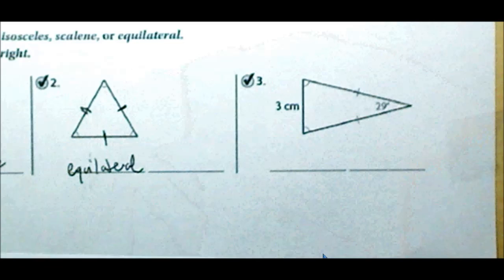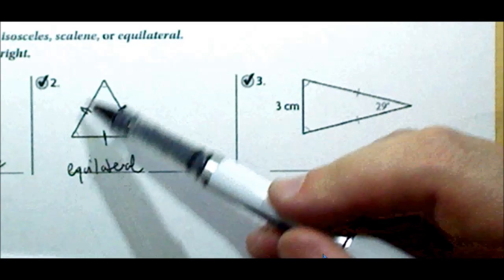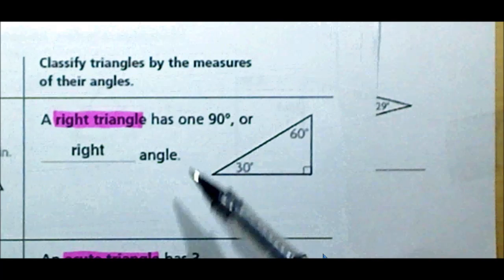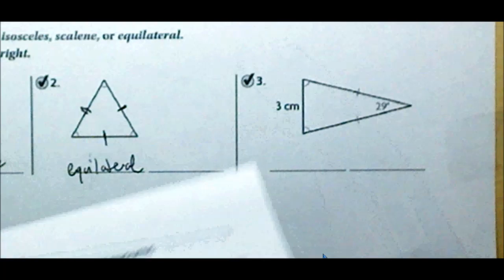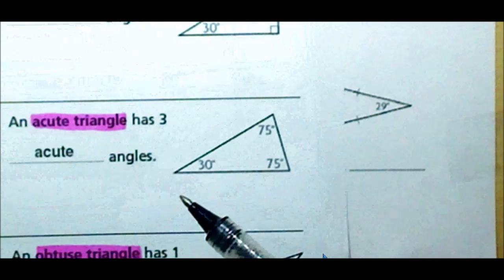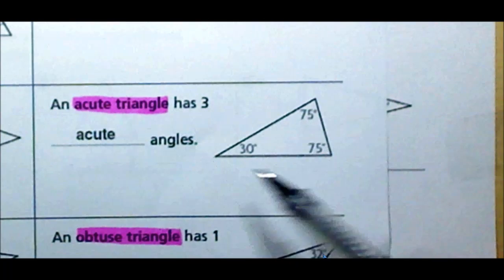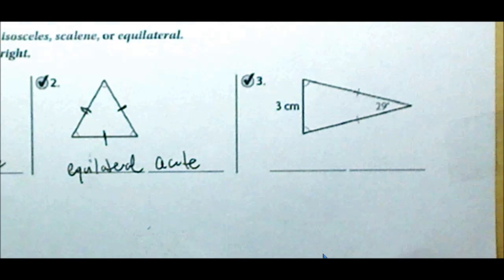So it's equilateral. Let's look at the angles here. I don't see any right angles, so it's not a right triangle. I don't see any obtuse angles, like this big one here. I just see 3 acute angles. So this must be an acute triangle. So it's equilateral acute or acute equilateral. It has to have both of those.